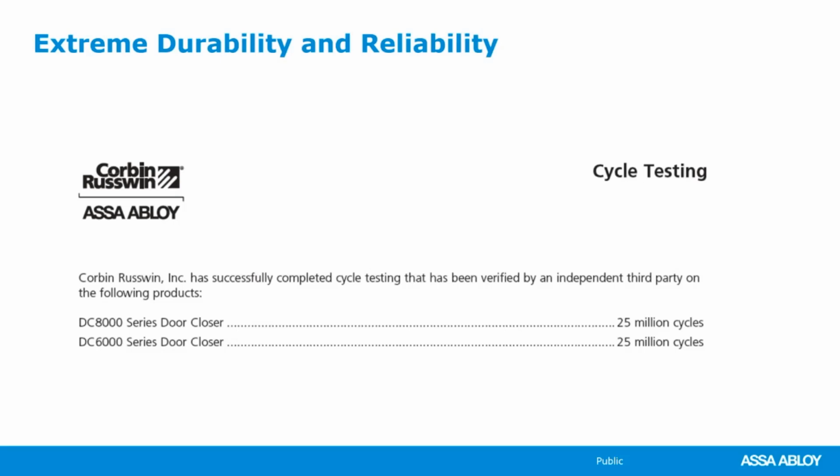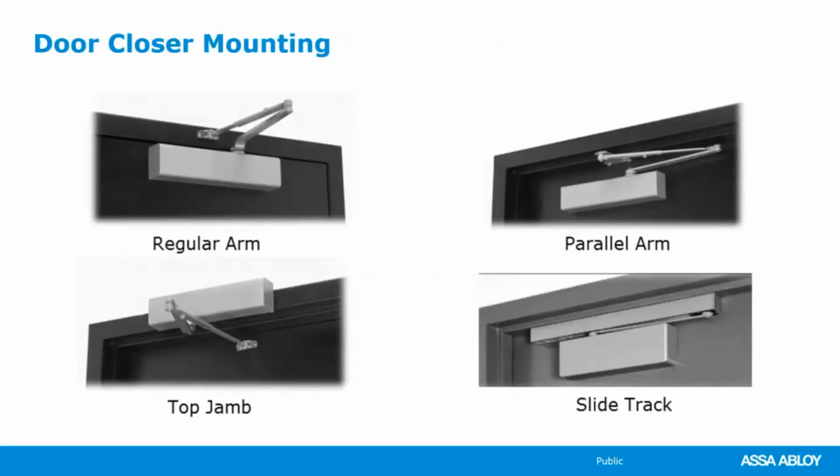So let's talk about the different mountings for door closers. There are 4 basic styles of mounting for door closers: regular arm, top jam, parallel, and slide track. And we're going to talk about each one of those and what the effect is of each one of those as we try to decide which mount to use. A lot of our door closers can be installed on a right-hand door or a left-hand door. They're non-handed.